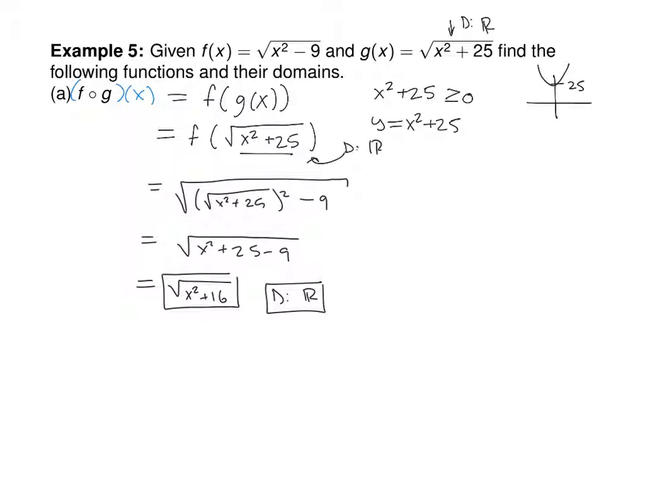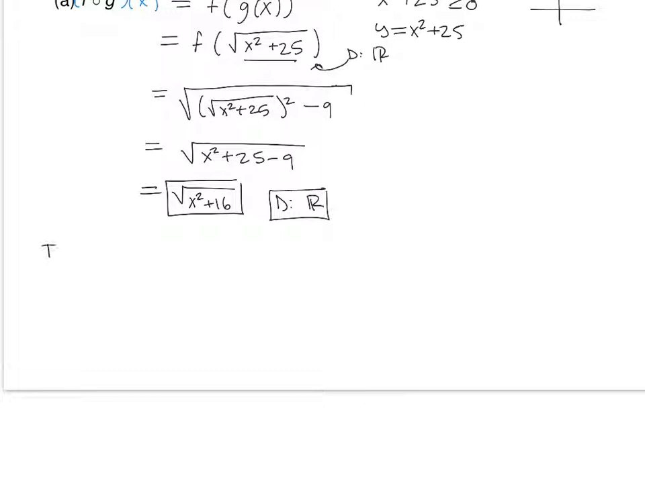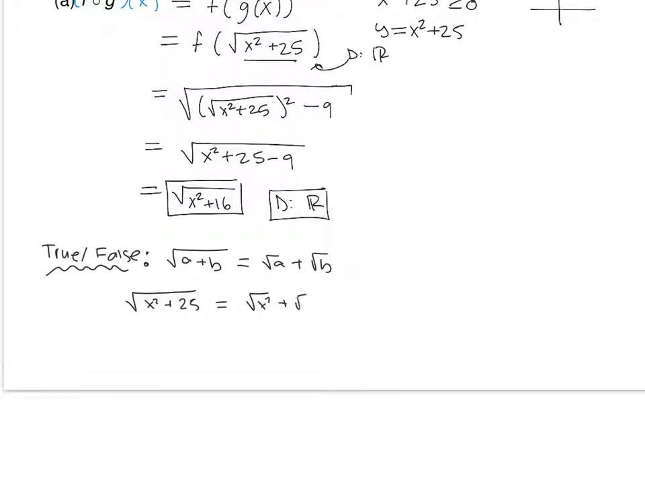Okay, quick aside, because Tyler asked a great question that's a really, really common mistake. So true/false, write this down, because sometimes when you encounter harder problems, you make up rules that are not true. Is root a plus b equal to square root a plus square root b? What you're trying to say there is that that square root can distribute. So, for example, is root x squared plus 25 equal to root x squared plus root 25, or x plus 5? That is false.